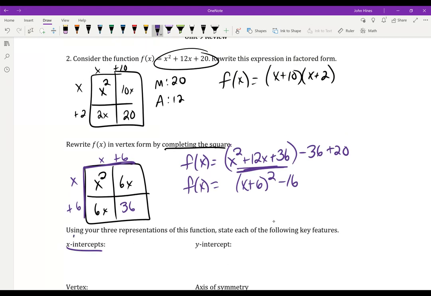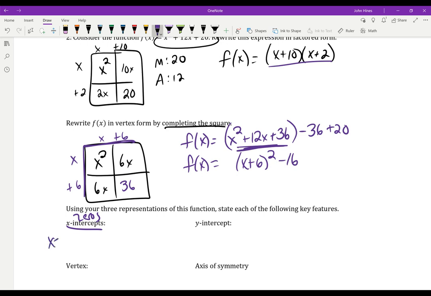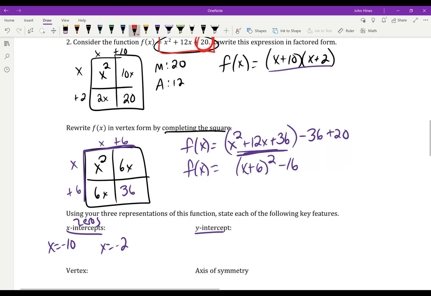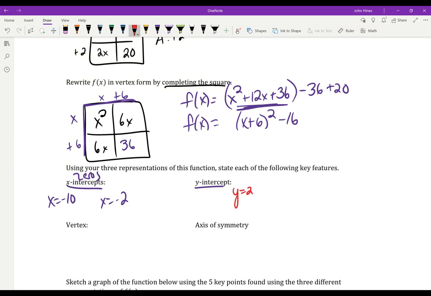What are my x-intercepts? What are my zeros? Well, my zeros come from factored form. They're at negative 10 and negative 2. What is my y-intercept? Well, that comes from standard form. That comes from up here. My y-intercept is at 20. y equals 20 is my y-intercept. (0, 20) is kind of that starting point of the parabola on the y-axis.